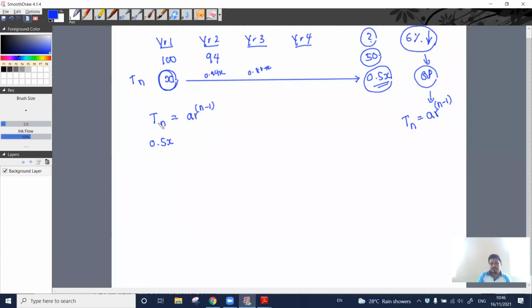We put tn as the term value. Now take an arithmetic progression 2, 4, 6, 8. If we need to find the fourth term value, what should it be? a plus (n minus 1)d, right? 2 into 3, so that is 8.